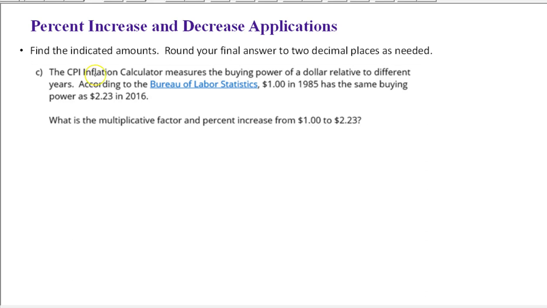Now maybe it's 95 cents. So in general, inflation is the idea that prices increase, but usually our salaries increase along the way relative to that amount, so we can still continue to afford things. Okay? So this is the relevant information, and we're asked 2 questions. What is the multiplicative factor and percent increase from $1 to $2.23?